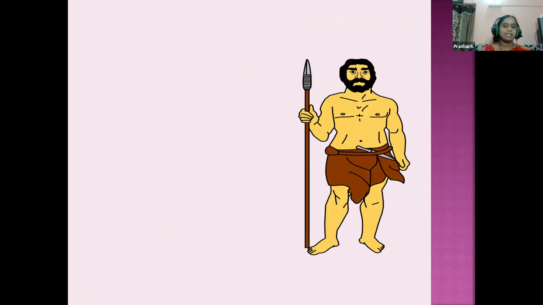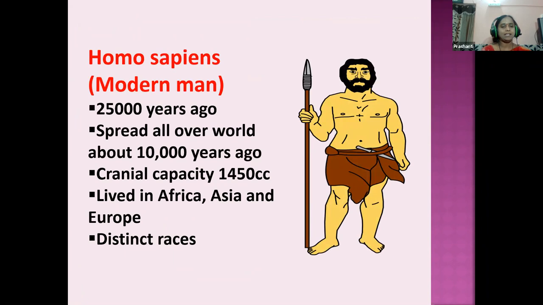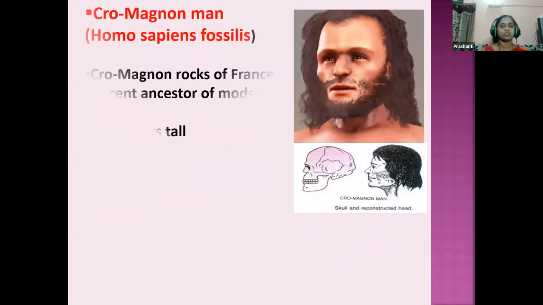They appeared 25,000 years ago and spread all over nearly 10,000 years ago. The cranial capacity was really excellent, that was 1450 cc, and they lived in Africa, Asia, Europe. And they were of distinct races like white, black, Mongoloid races. And the best ancestor of Homo sapiens was Cro-Magnon man, that is Homo sapiens fossilis.